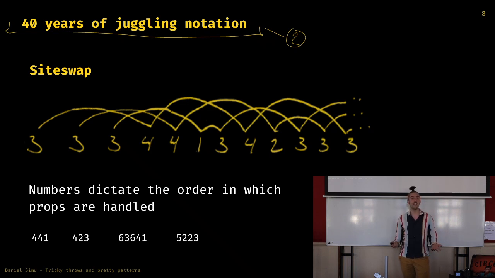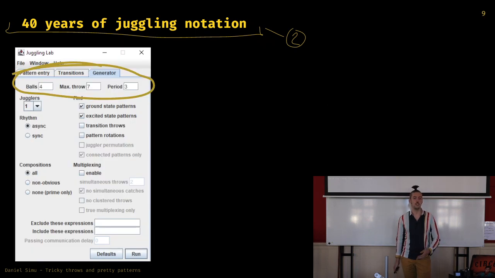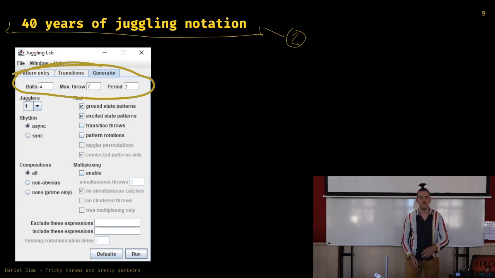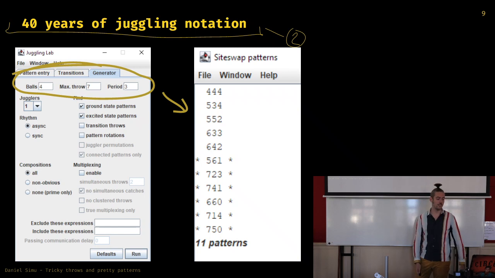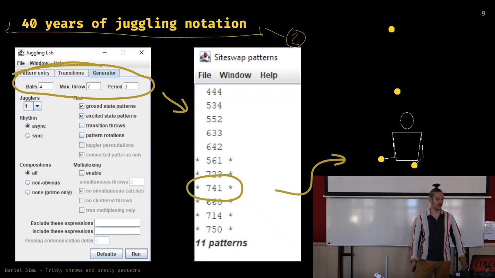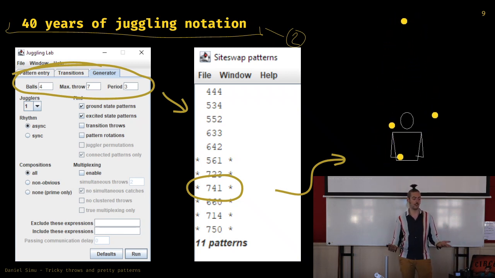So to help us find patterns that make sense, we can use juggling generators. This is a trick generator. We ask the computer for a pattern with 4 balls and let's say a maximum height of 7, and then the pattern repeats itself after 3 throws. And then out comes a list of possible juggling patterns. And we can even select one of those patterns and throw it into a juggling simulator to see what it would look like in real life without having to juggle it ourselves.